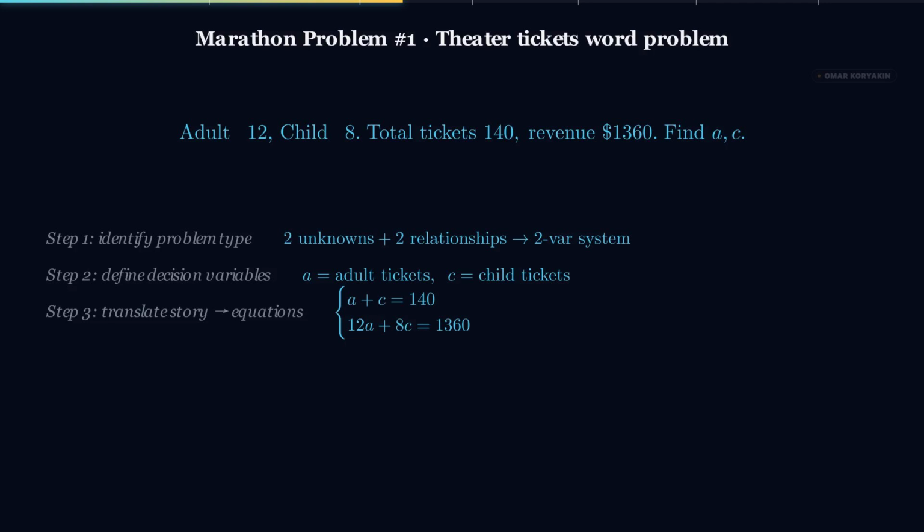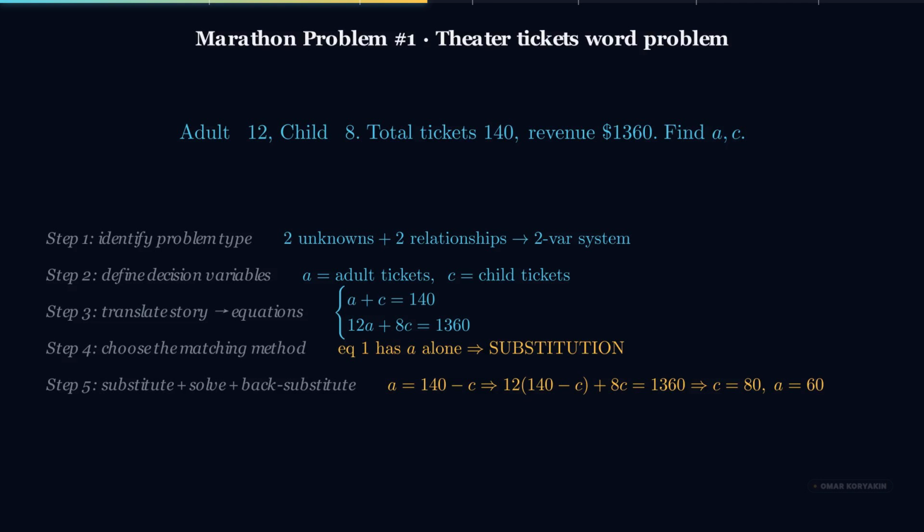Step 3. Translate the story into equations. Total tickets: A plus C equals 140. Total revenue: 12A plus 8C equals 1360. 2 equations, 2 unknowns, ready to solve. Step 4. Choose the method. The first equation has A alone with coefficient 1, so substitution is fast. A equals 140 minus C. Substitute into equation 2: 12 times (140 minus C) plus 8C equals 1360.